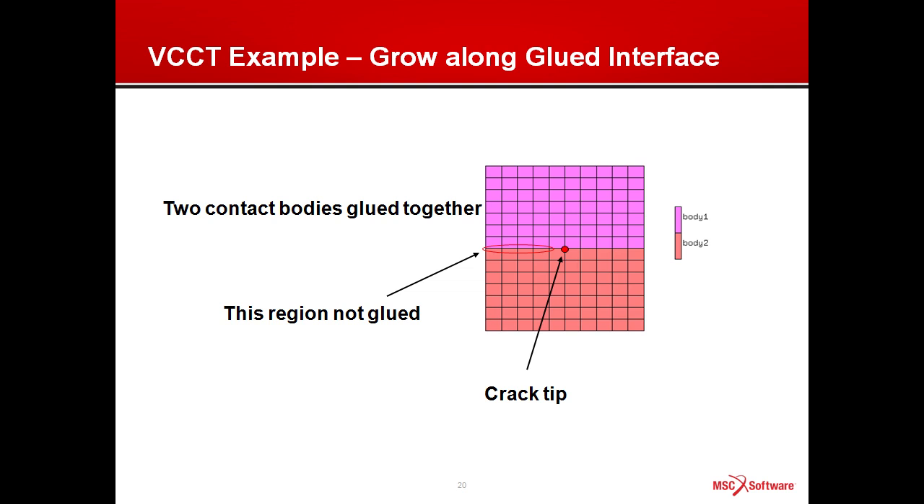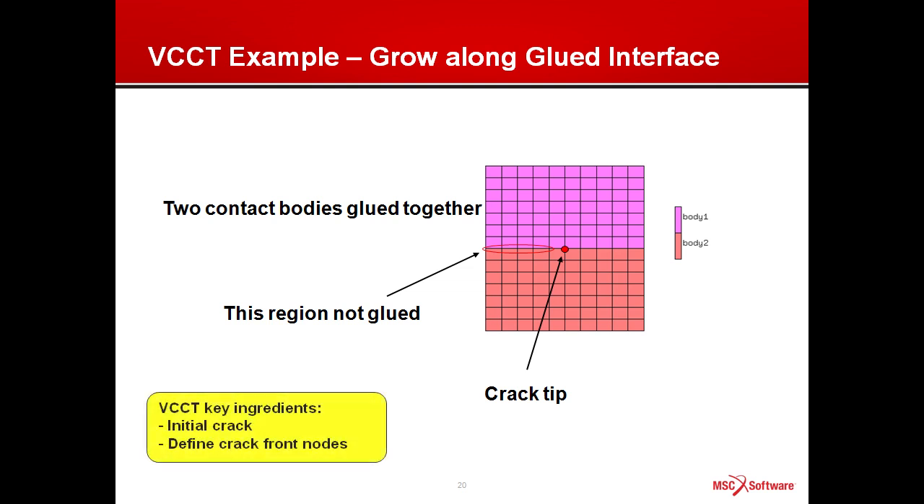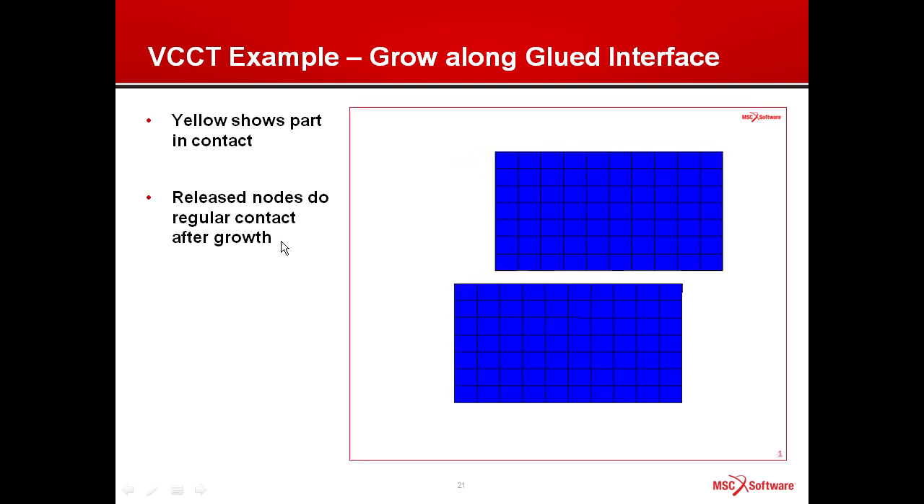So in this example, you can see we have a glue interface, and this region is not glued, simulating a crack. VCCT requires two key ingredients. Number one, VCCT needs an initial crack. Second, VCCT requires the user to identify where the crack tip nodes are. So let's go ahead and run this analysis.